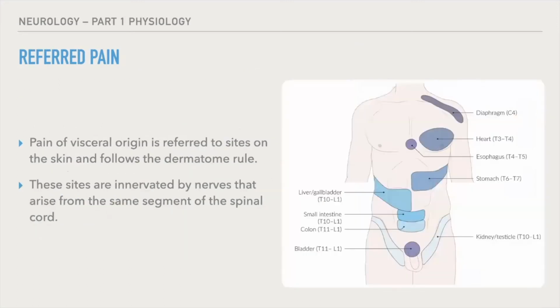So as I mentioned before, we have the referred pain, which is the pain of visceral origin that is referred to sites of the skin and follows the dermatome lines. These sites are innervated by nerves that arise from the same segment of the spinal cord. To give an example, in ischemic heart pain, you'll feel the pain in the chest, but also in the shoulder.